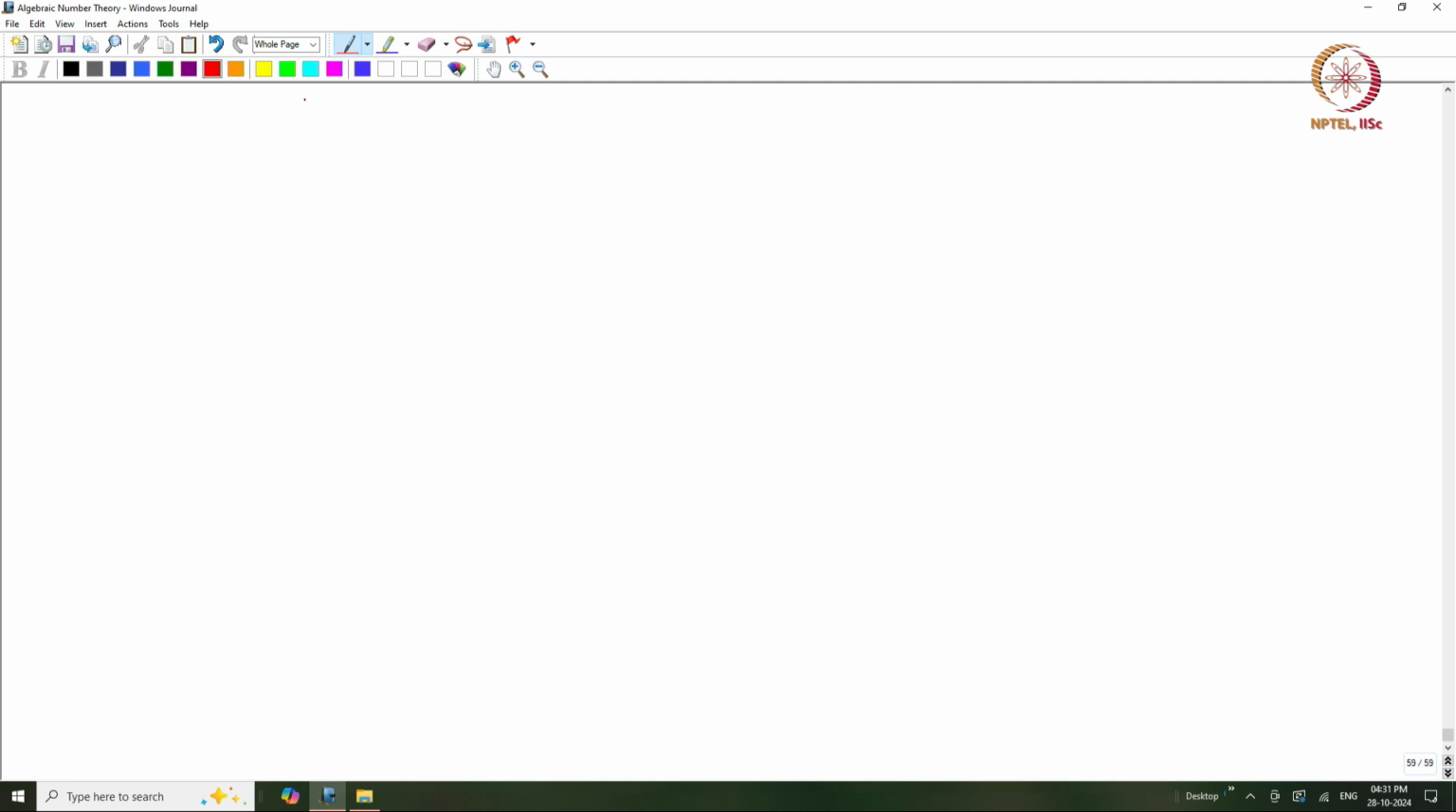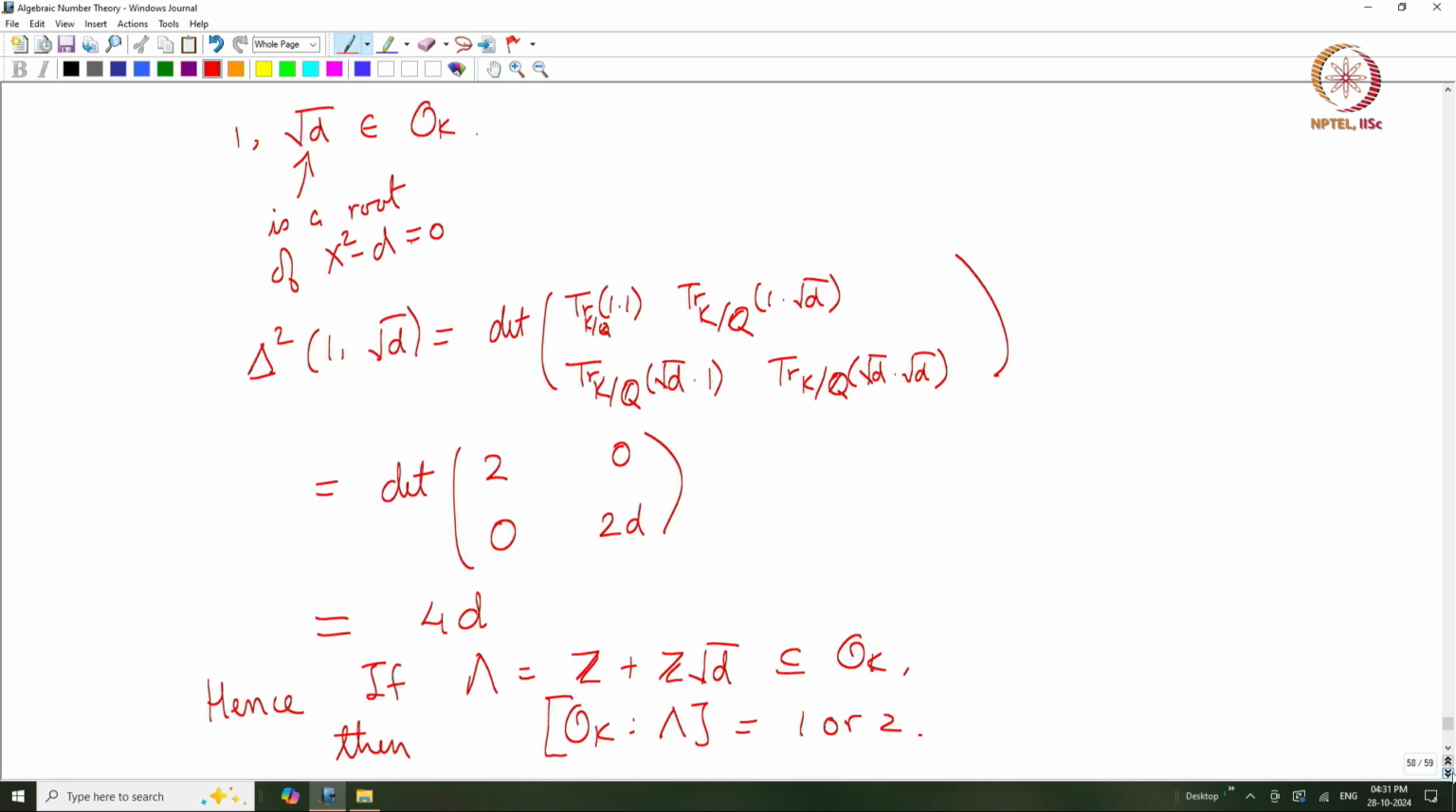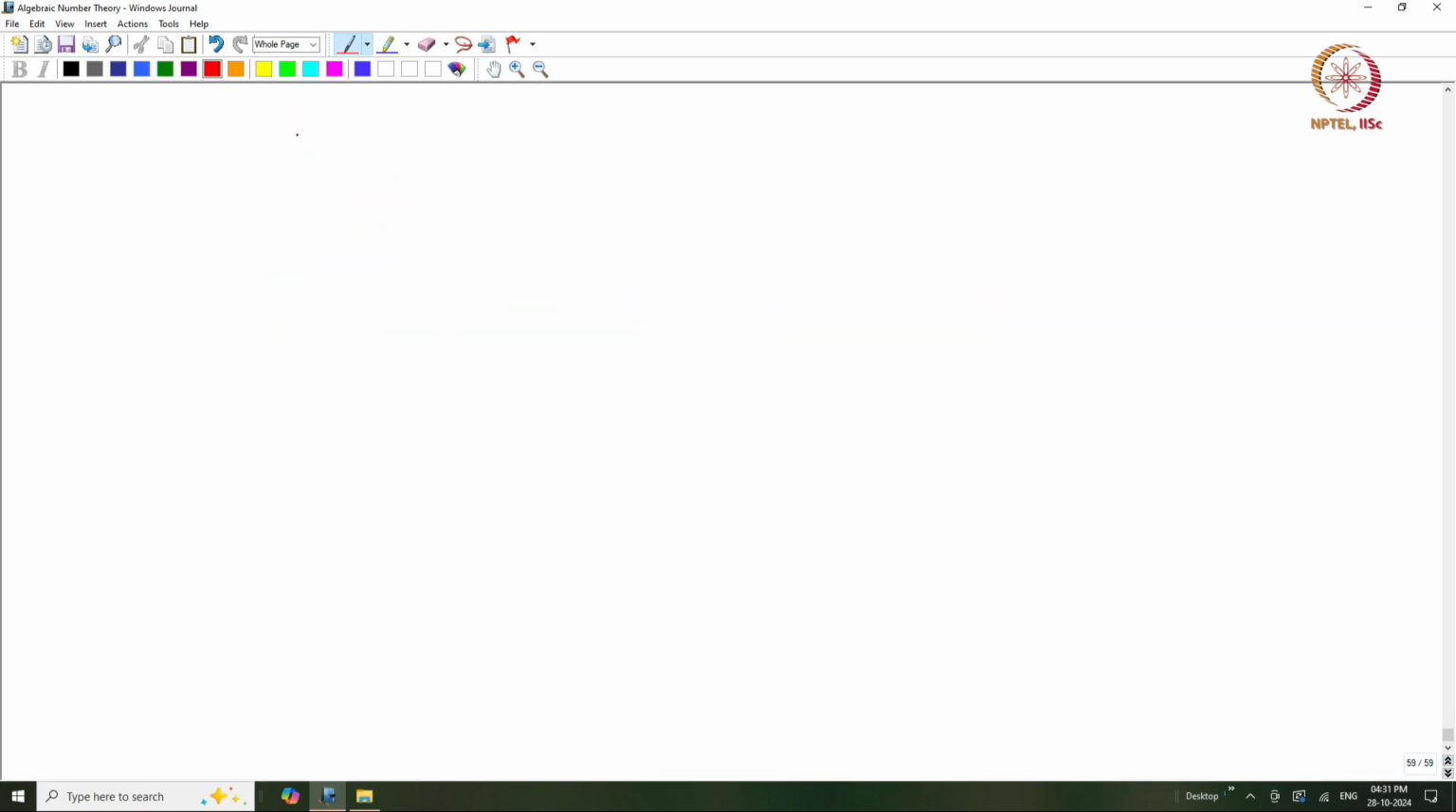This means if the index is possibly 2, then Z plus Z square root of d is contained inside O_K, and this is contained in half Z plus half Z square root of d. So, the second inclusion will never be an equality, but the first inclusion can be strict as well.